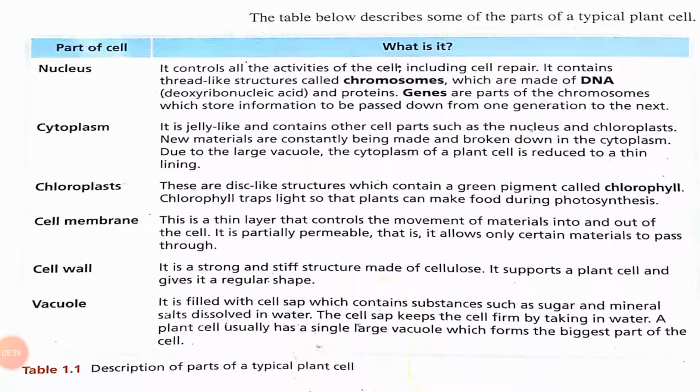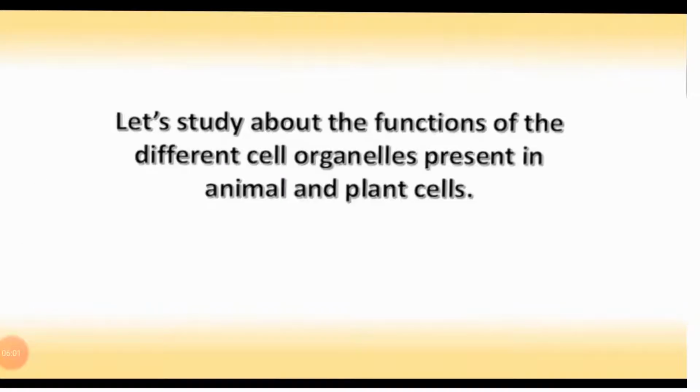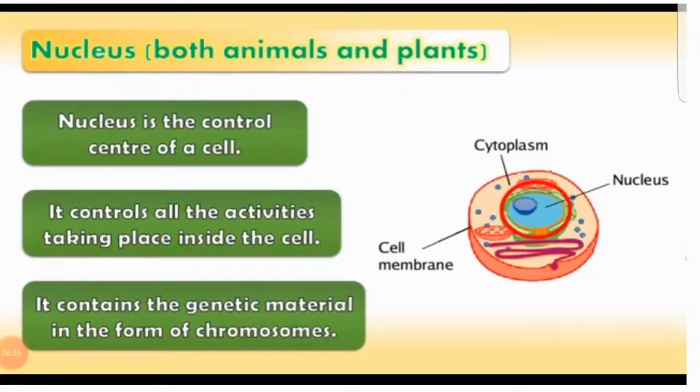The difference between the plant and animal cell is that chloroplast is present in plant cells and absent in animal cells. Cell wall is present in plant cells but absent in animal cells. The single large vacuole is present in the plant cell, but many smaller vacuoles are present in animal cells. Now we will discuss the function of these organelles in detail.